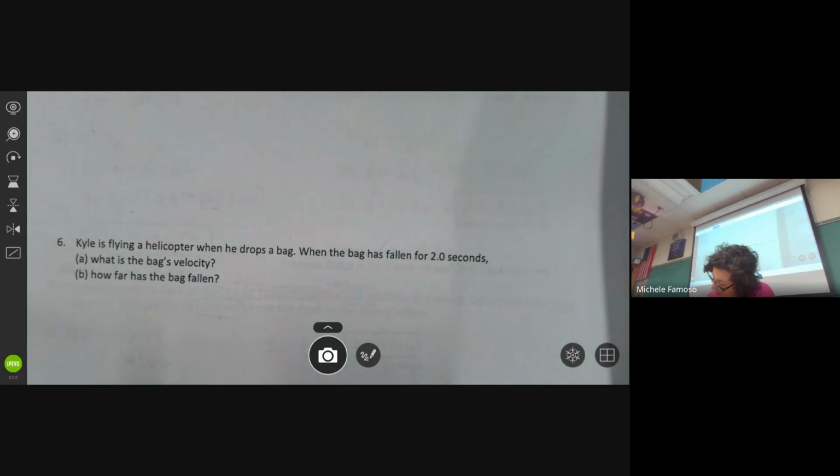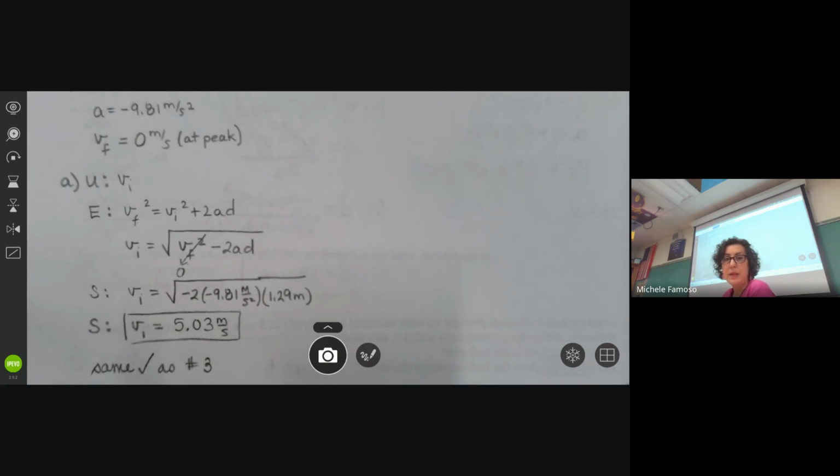Chaudhry, can you tell me what you got? 5.03. And the units on that, please? Meters per second. Correct. Now, I'm not going to check it because this is the same check as number 3. So we don't need to repeat it. Let's go to part B.